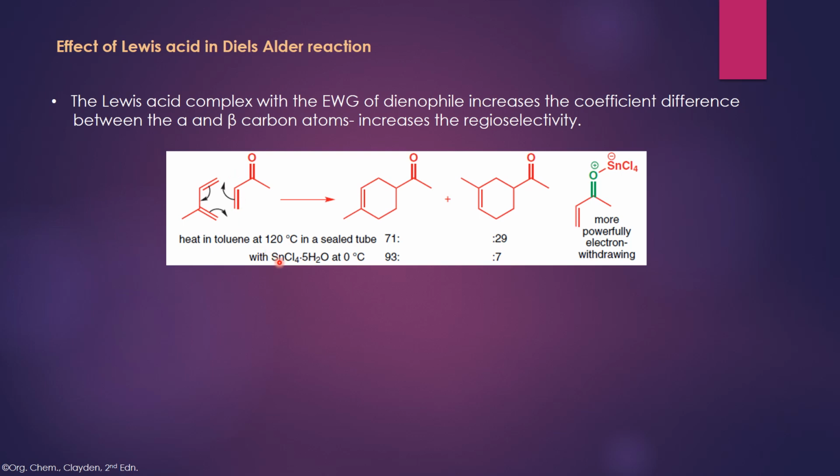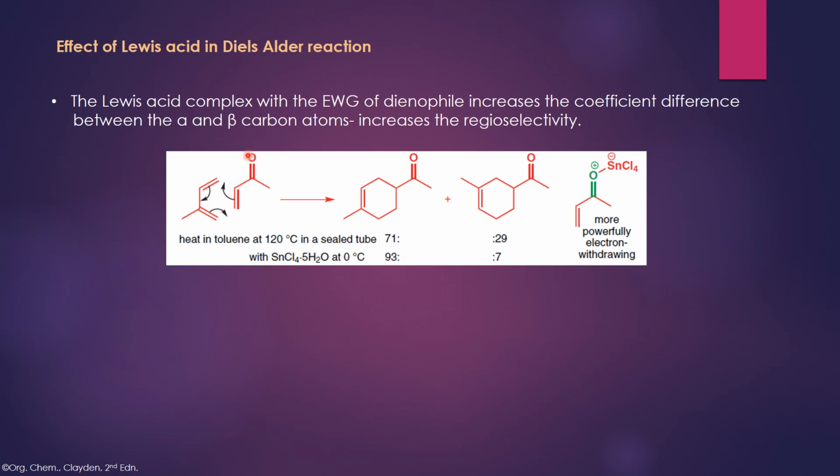When we use this SnCl4 pentahydrate, that means if we use a Lewis acid, we have already seen that when a Lewis acid is used in the Diels-Alder reaction, it increases the electron withdrawing capability of this ketonic group. It increases the electron withdrawing capacity of this group, and thereby the dienophile becomes more electron deficient, and this beta carbon atom, alpha beta, becomes largest in coefficient, and they interact with this carbon atom, thereby leading to a more regioselective product.